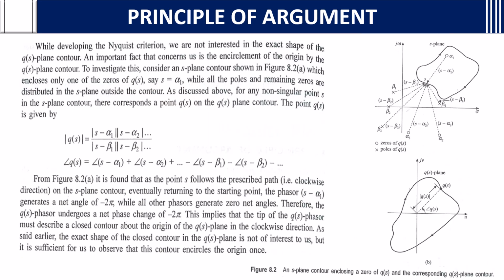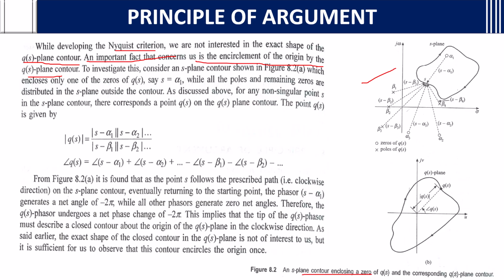While developing the Nyquist criterion, we are not interested in the exact shape of the Q(s) plane contour. An important fact that concerns us is the encirclement of the origin by the Q(s) plane contour. To investigate this, consider an s plane contour which is in figure 8.2a, an s plane contour enclosing a zero of Q(s) and the corresponding Q(s) plane contour.